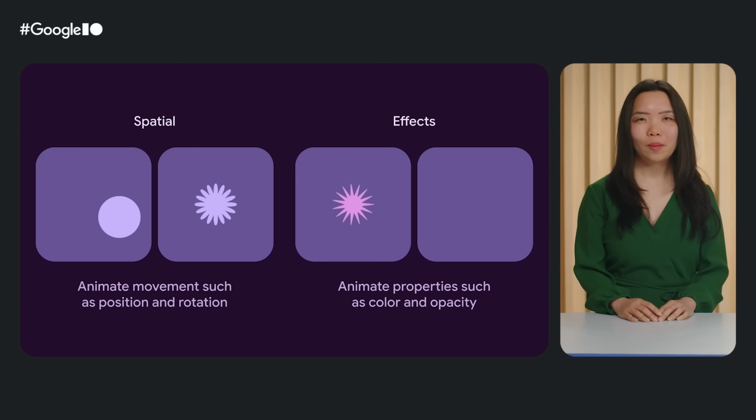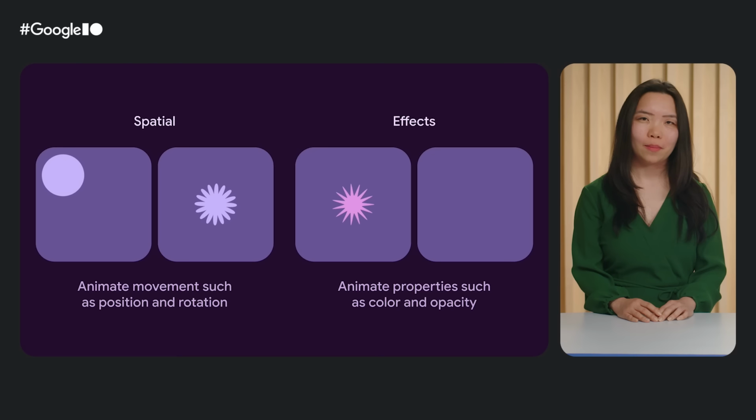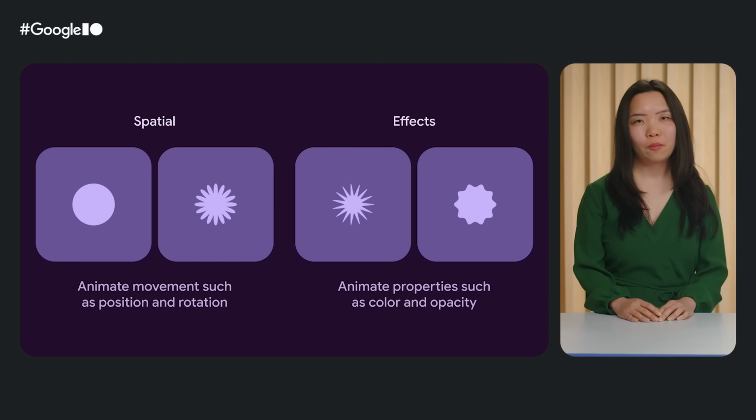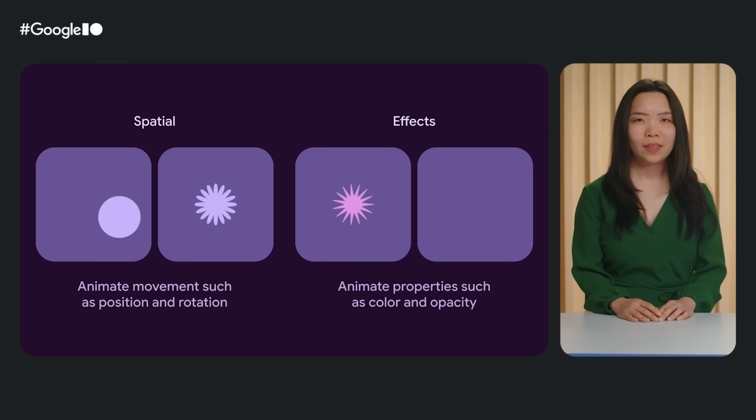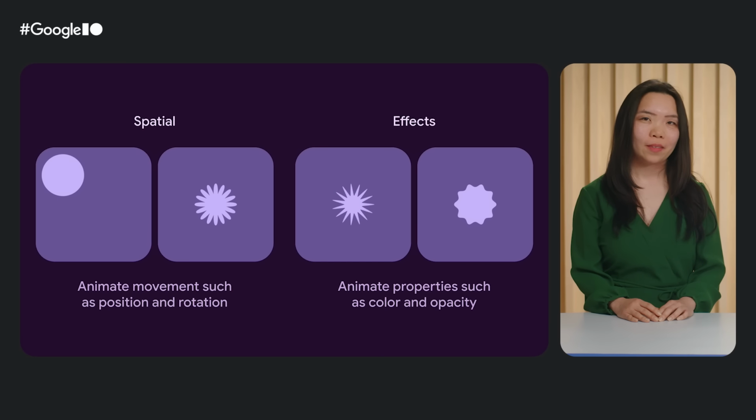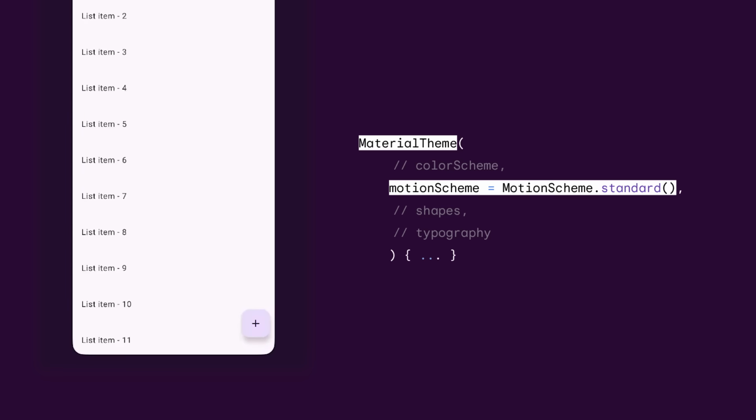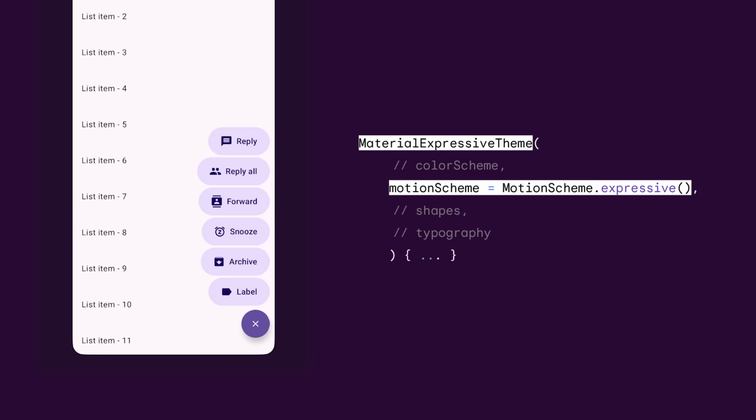A motion scheme contains two overall specifications for motion, spatial and effects. For each of those specs, there are default, fast, and slow animation specs that are available to use. You can configure the motion scheme for all components in the Material theme by overriding it in your theme. By default, there are two predefined motion schemes, Standard and Expressive. These schemes use spring animation specs under the hood. They can be used as is or customized.